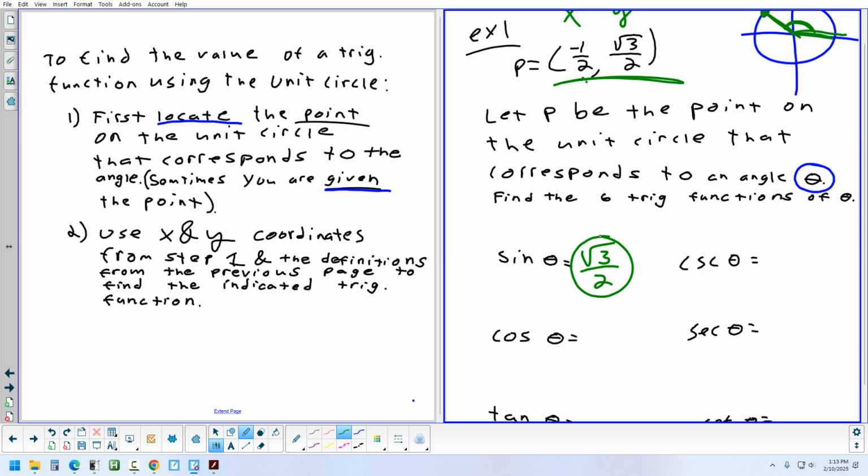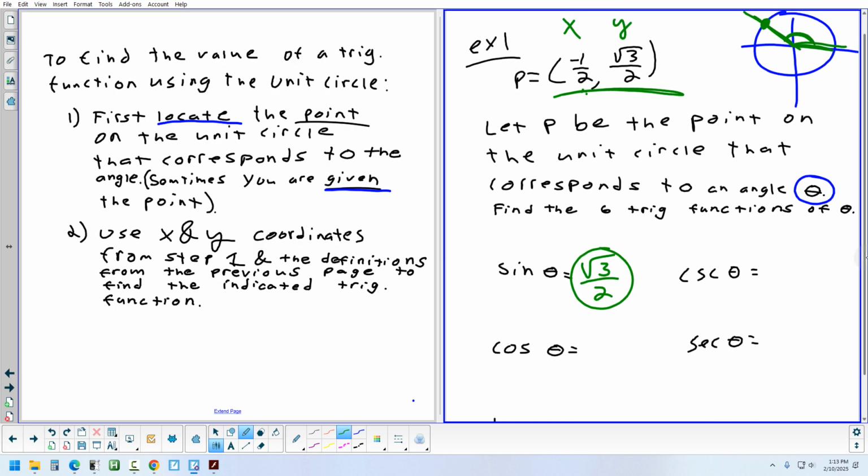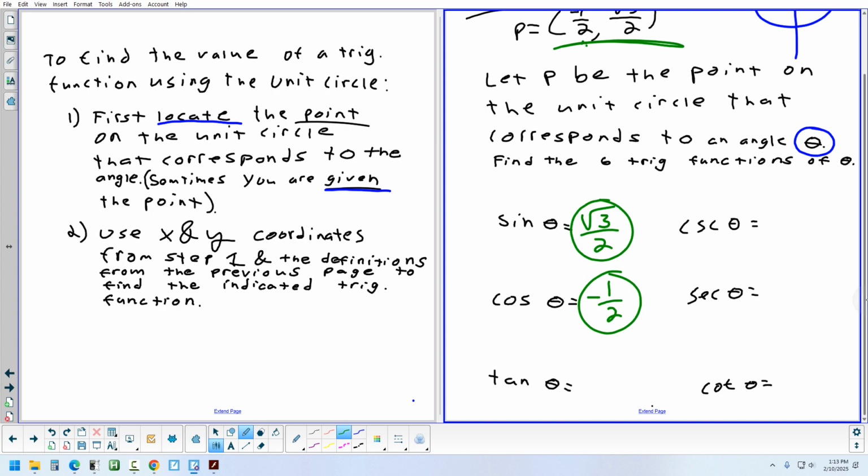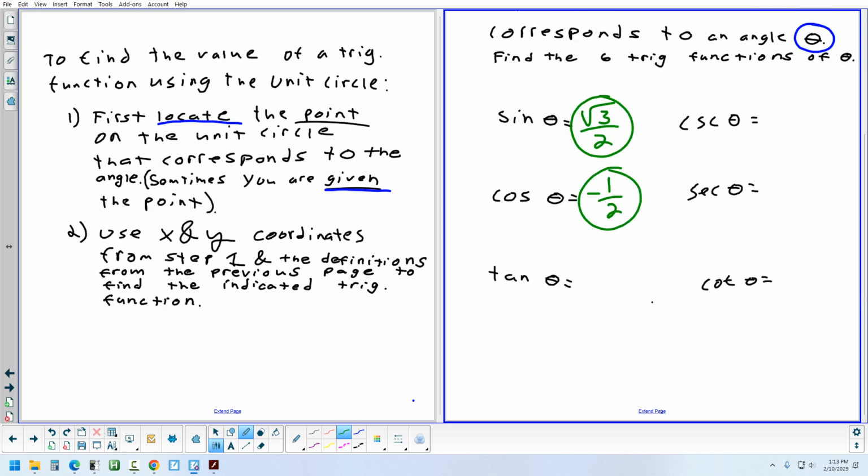What's our definition for cosine? X. What's the x value in this coordinate? -1/2. What's our definition for tangent? Y over x. Well, we just did y right there, and we just did x right below it. So just imagine putting a division line right there. Now you're going to take y and divide by x.